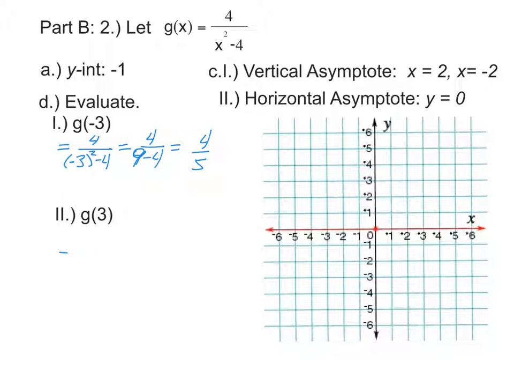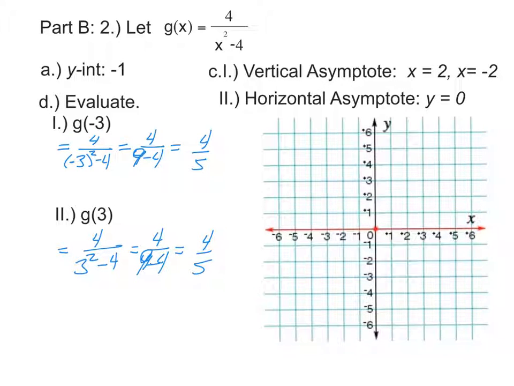When it comes to g of 3, instead of substituting negative 3, now we'll substitute positive 3. But that won't really matter because 3 squared is 9 again. And 9 minus 4 is still 5. So we have 4/5 again. All of this information collectively will help us with the graph.